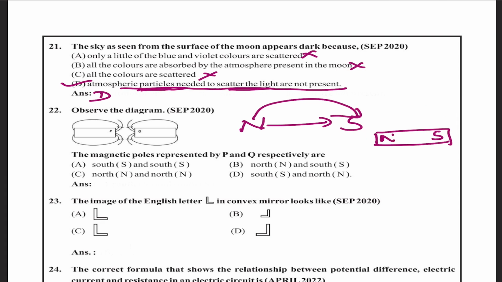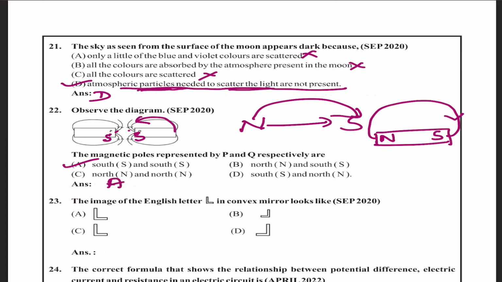What happens to the magnetic field lines? They emerge from north and they merge in the south pole. The same thing is happening here. So they are merging near this pole. So point P is the south pole. The same thing here in Q. They are emerging from this pole and it is merging near Q. Hence it is south pole here again. Hence the correct option for this diagram is option A.